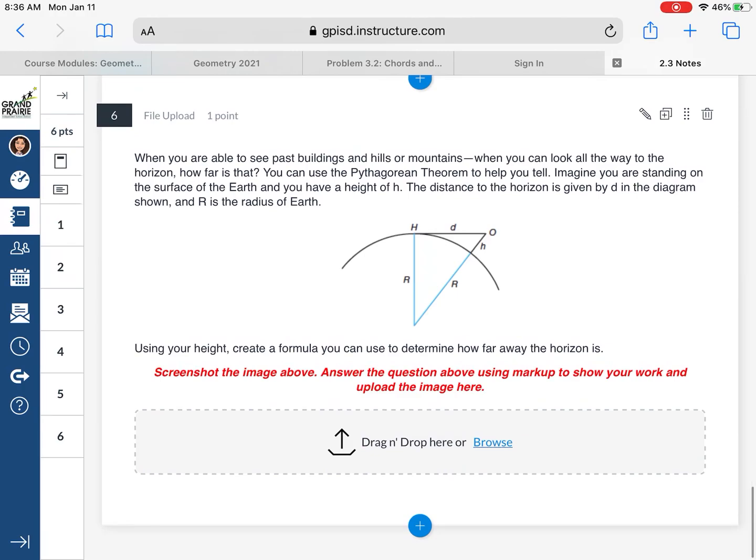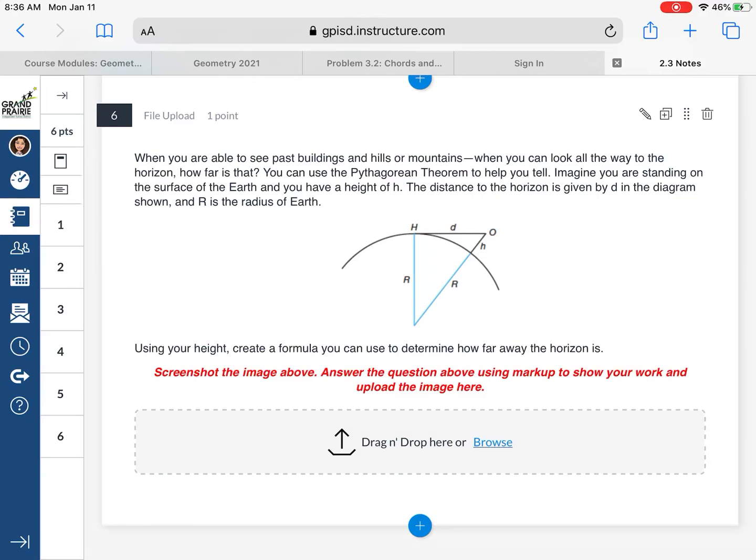And our last question here is, when you are able to see past buildings and hills or mountains, when you can look all the way to the horizon, how far is that? Okay? You can use the Pythagorean theorem to help you tell. Imagine you are standing on the surface of the earth and you have a height of h. The distance to the horizon is given by d in the diagram shown, and r is the radius of earth. So this is kind of just literally what we just talked about, okay? And I told you, yes, you would have to use the Pythagorean theorem to figure this out, okay?